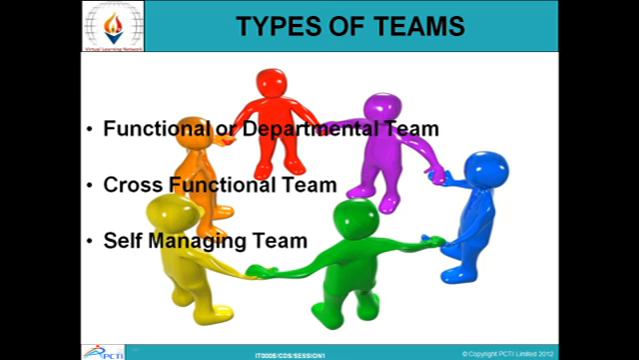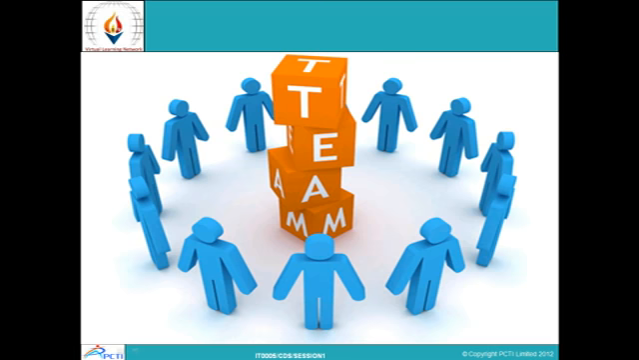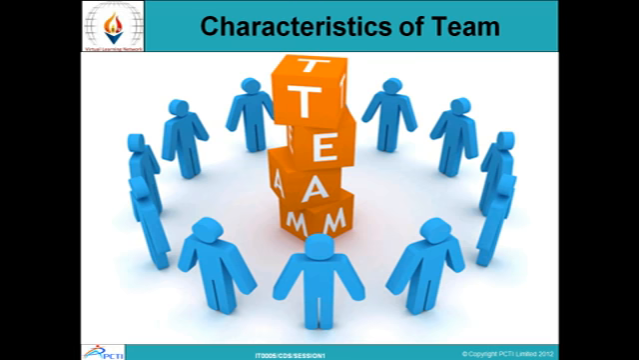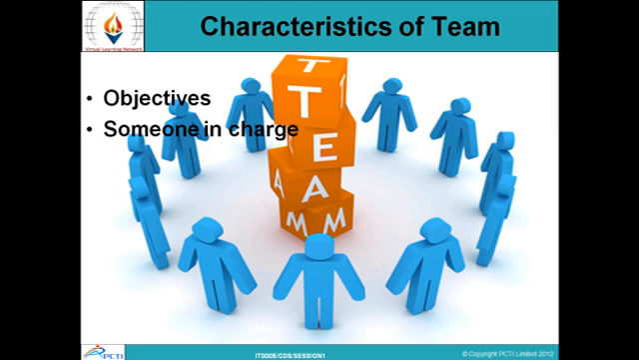Third is self-managing team, in which groups of people who gradually assume responsibility for self-direction in all aspects of work. Now, let's see the characteristics of team. First is objectives. A team has clear objectives that everyone within the team is committed to. Someone in charge. A team usually has someone who takes responsibility for the achievement of the task. The person who takes this responsibility may depend on what the task is at the time.